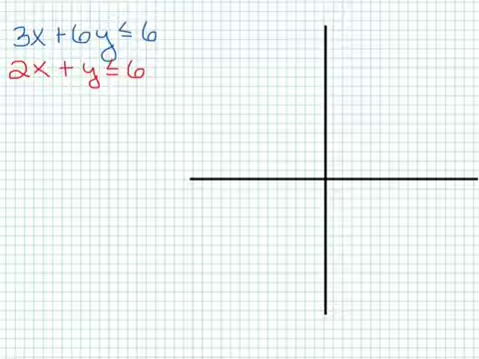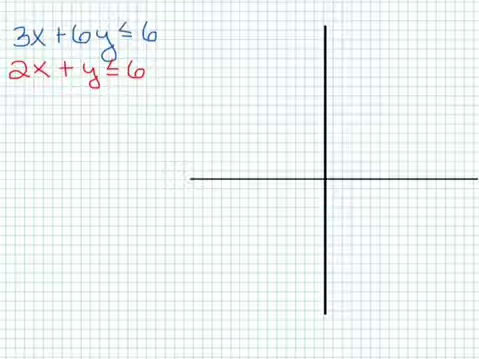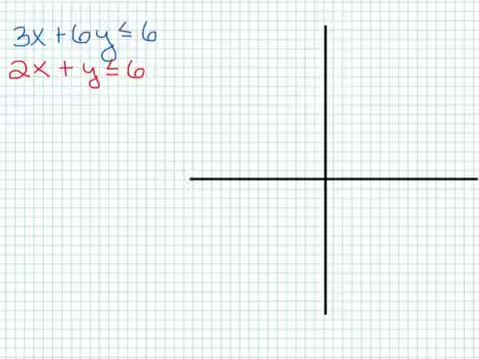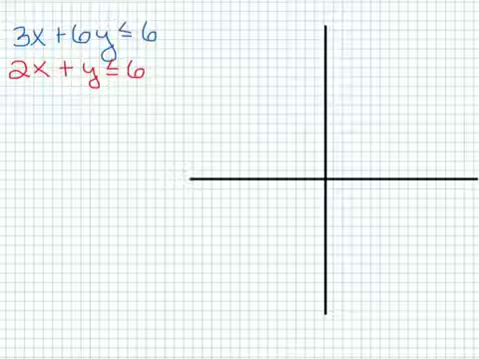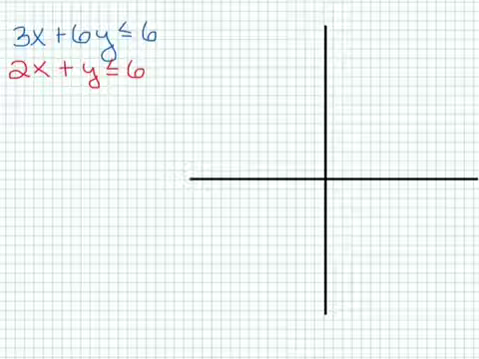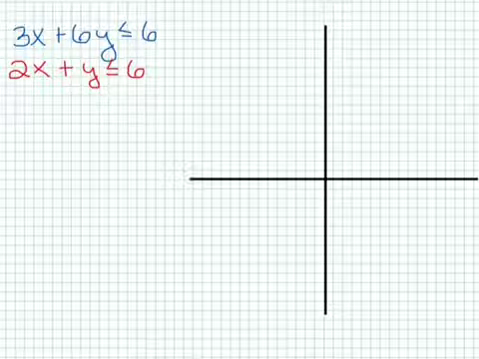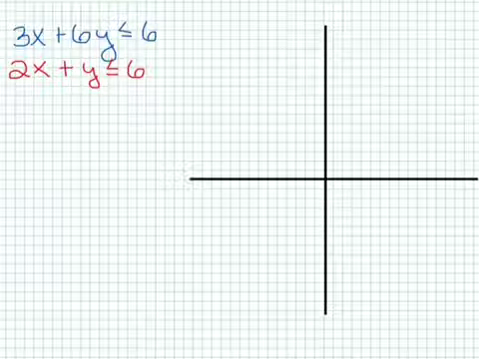Okay, so for this problem, we have to graph the solution set to a system of linear inequalities. 3x plus 6y is less than or equal to 6, and 2x plus y is also less than or equal to 6. So here's how I like to do these.